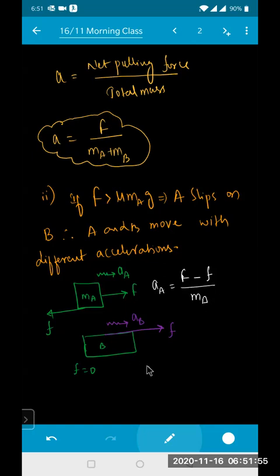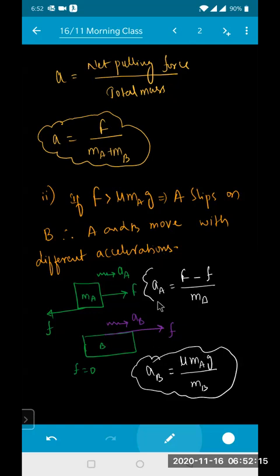The same way, acceleration of the B will be equal to how much, beta? Acceleration of your B will be equal to the force applied, that is nothing but f, which is mu into MA into your G, divided by the mass of your B. So this will be the acceleration of your B, and this will be the acceleration of your A. Understood?